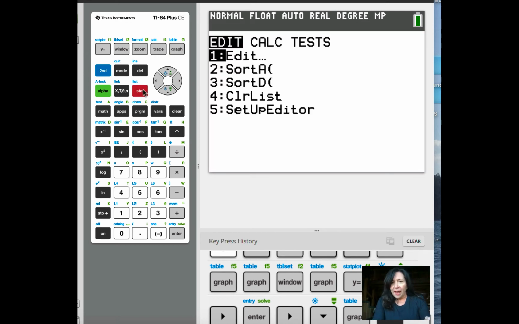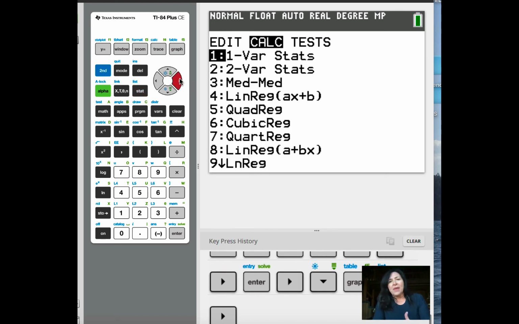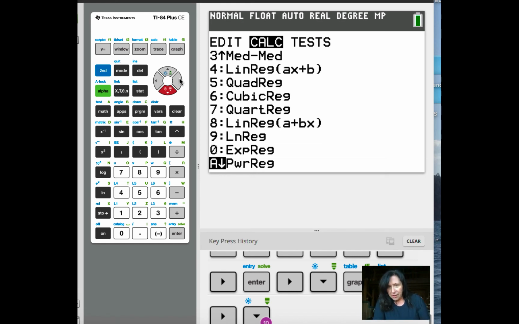So you're going to go stat. Now remember when we started to put the points into the table, we went to stat and then edit. So now we're going to go stat, and I'm going to arrow over to this value here where it says calc. And then I'm going to go down until I find exponential regression, which is right there. I just passed it. Exponential regression, which is at 0. And you hit enter into that.